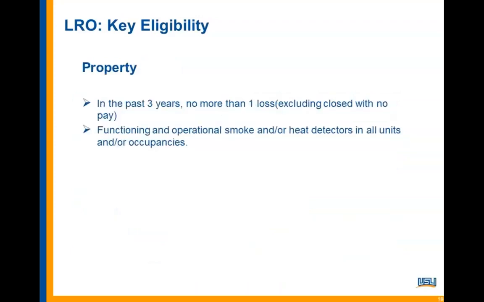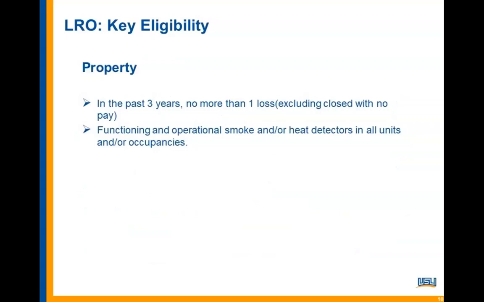From a property standpoint, for losses, we can consider up to 1 loss in the past 3 years. And as I mentioned earlier, we do require smoke and heat detectors or heat detectors in all units.